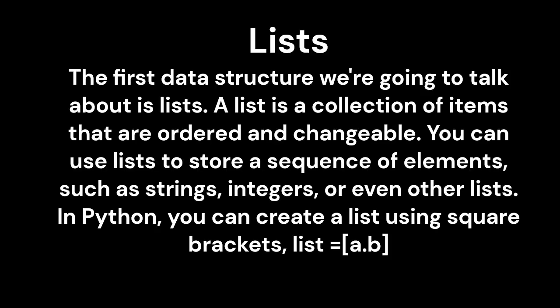Lists. The first data structure we are going to talk about is lists. A list is a collection of items that are ordered and changeable. You can use lists to store a sequence of elements, such as strings, integers, or even other lists. In Python, you can create a list using square brackets, like this. my_list = ["apple", "banana", "cherry"].